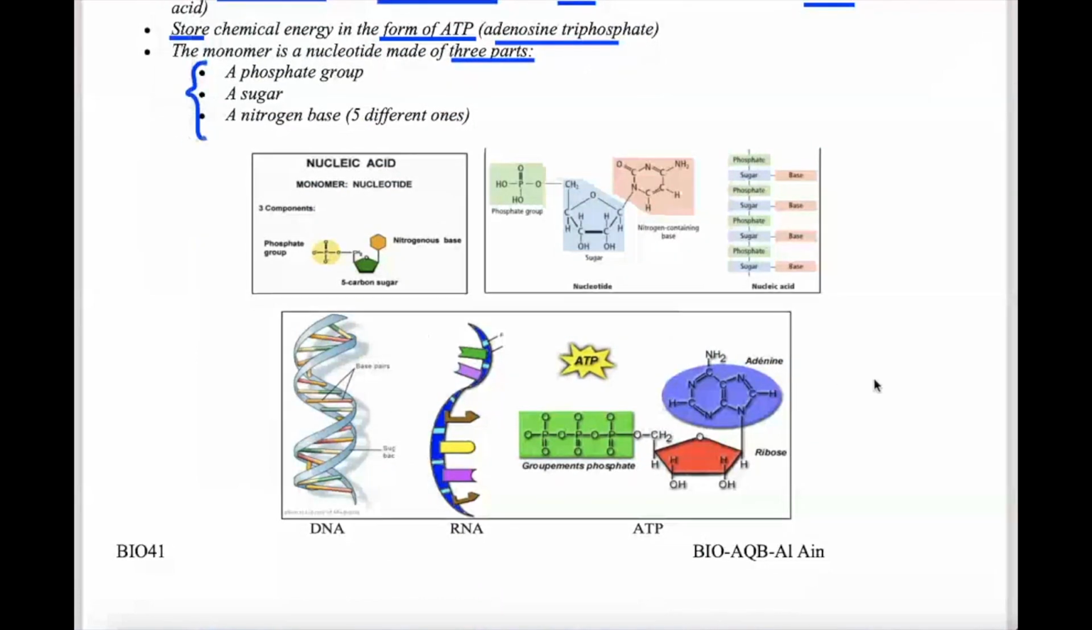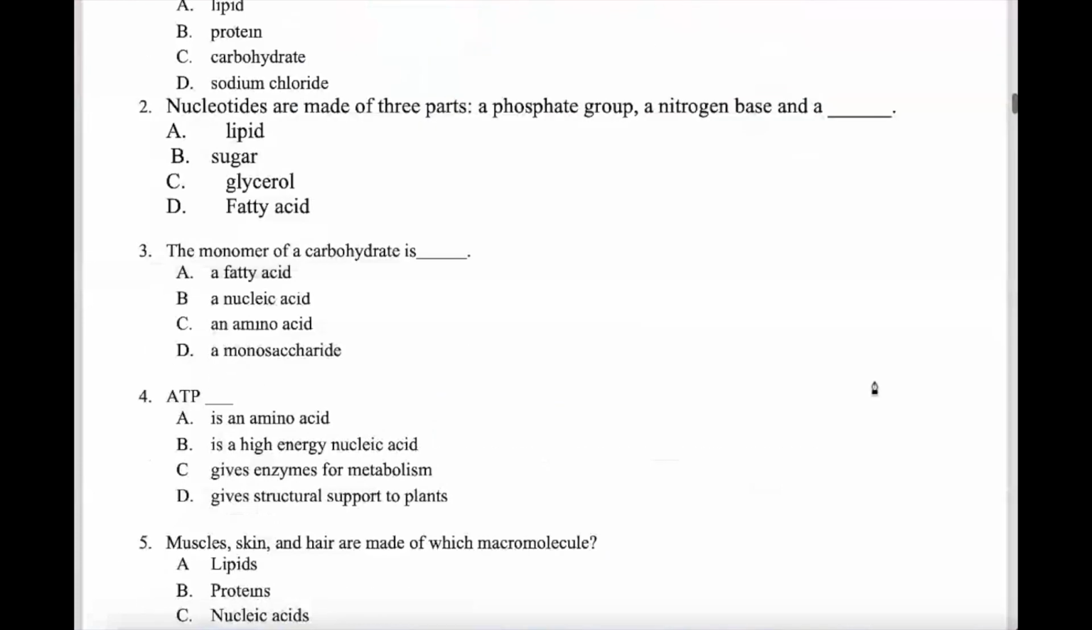Okay, so we have to see over here all. You can see them later.